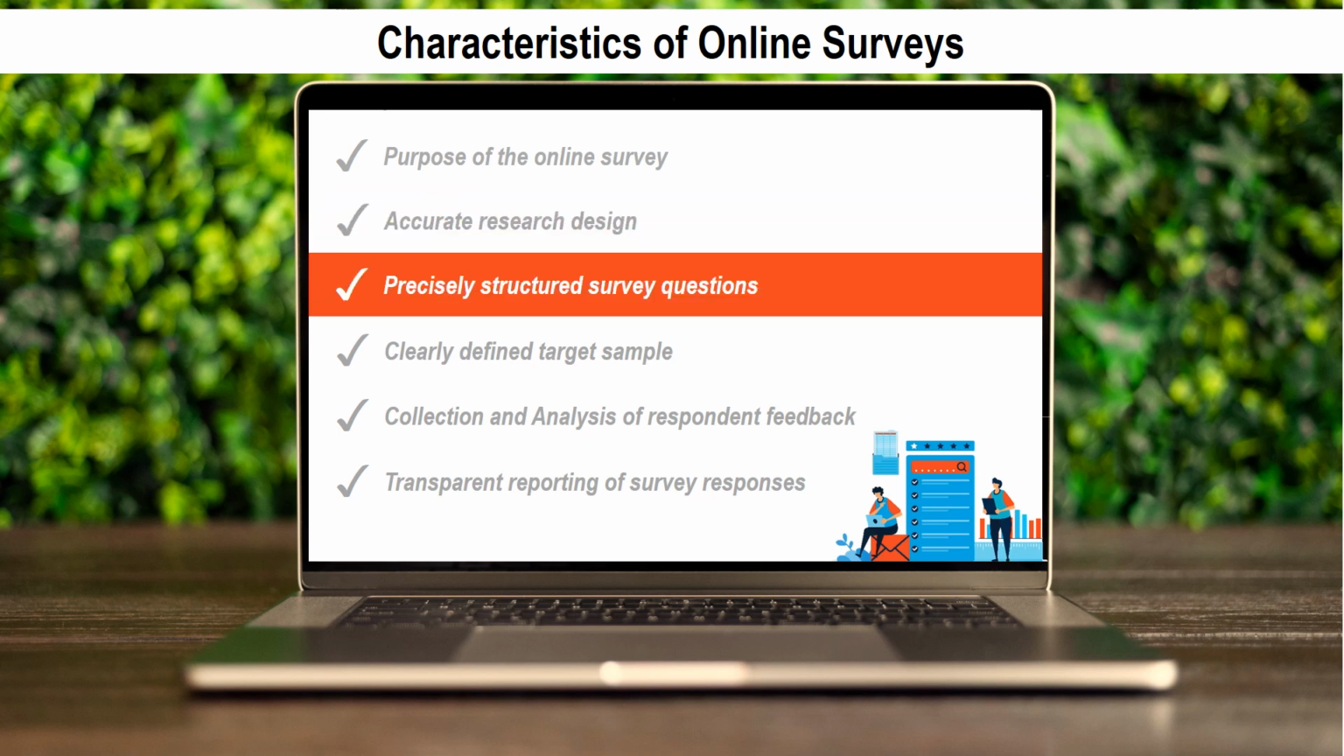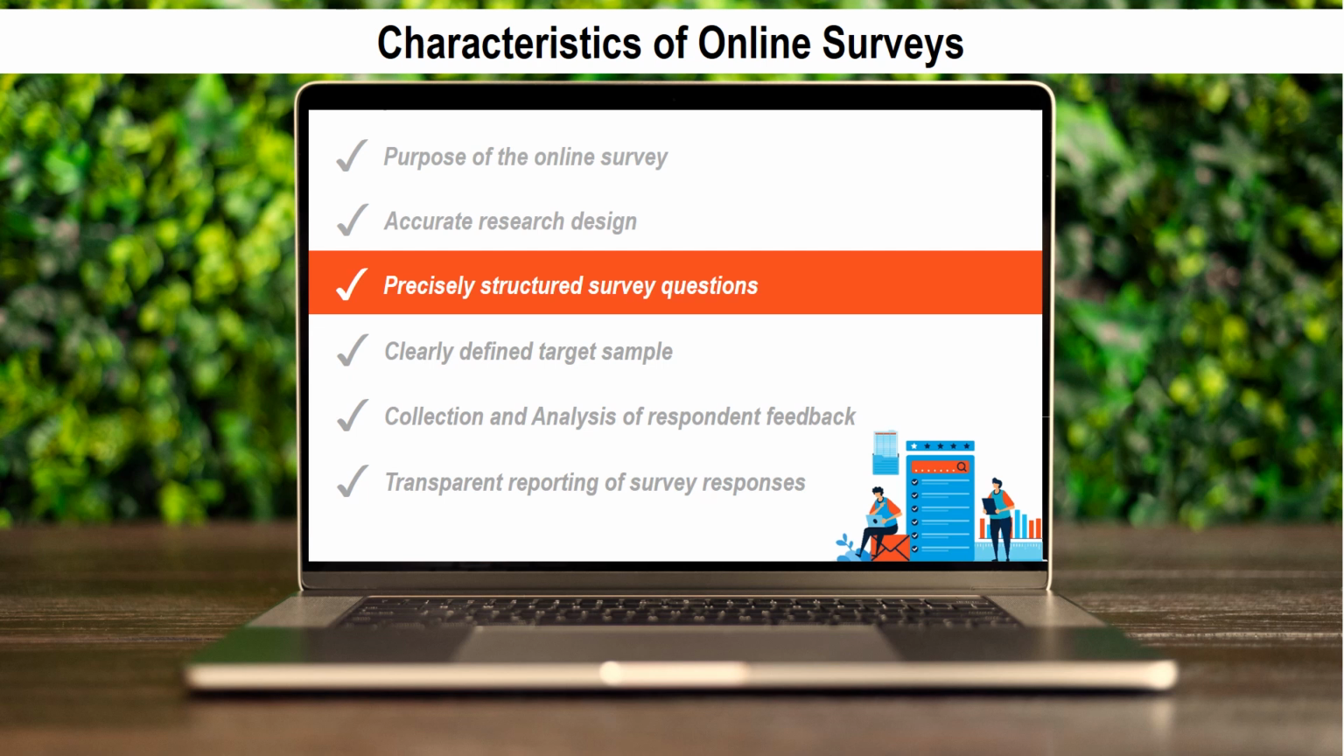Precisely structured survey questions should be there. We should be carefully curating and balancing the questions into open-ended and close-ended, whereas different ways in which these questions can be put across include multiple choice, dichotomous, matrix, Likert scale, etc.